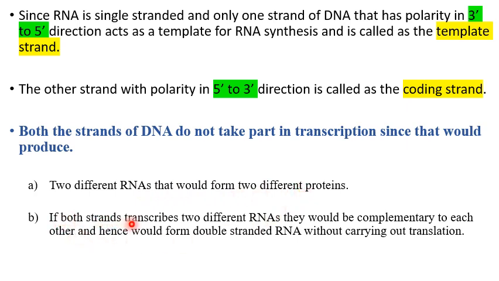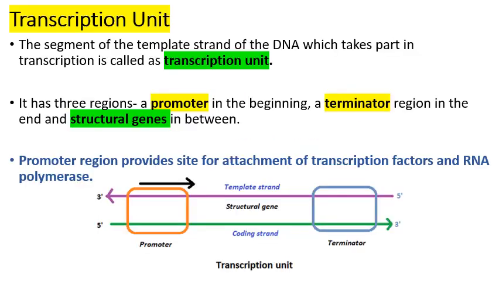And if both strands of the DNA transcribe, you will have two different RNAs, and both the RNAs will be complementary to each other, and hence would form a double-stranded RNA which cannot bind to the ribosomes and cannot carry out the process of translation. So that is why only one strand of the DNA is copied.